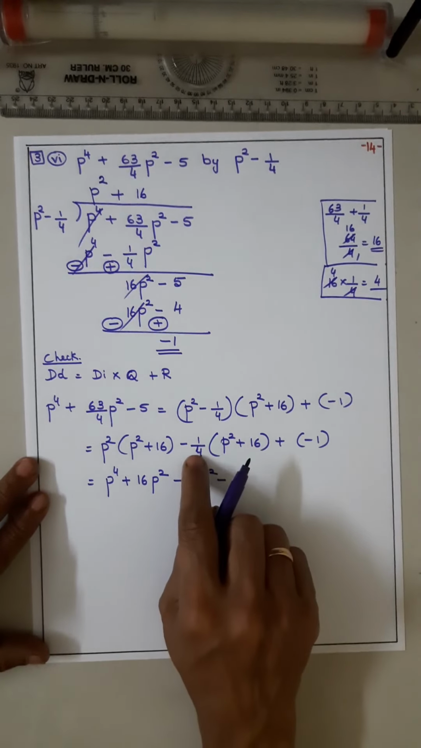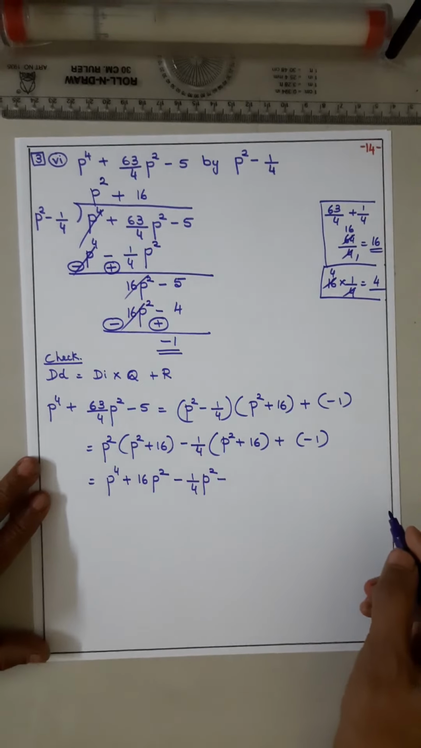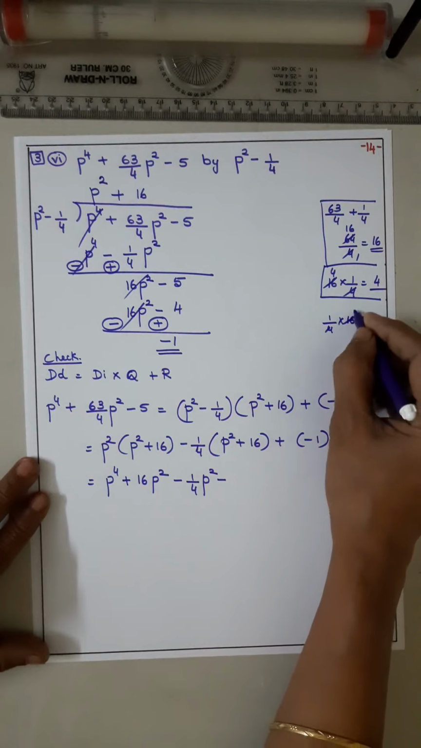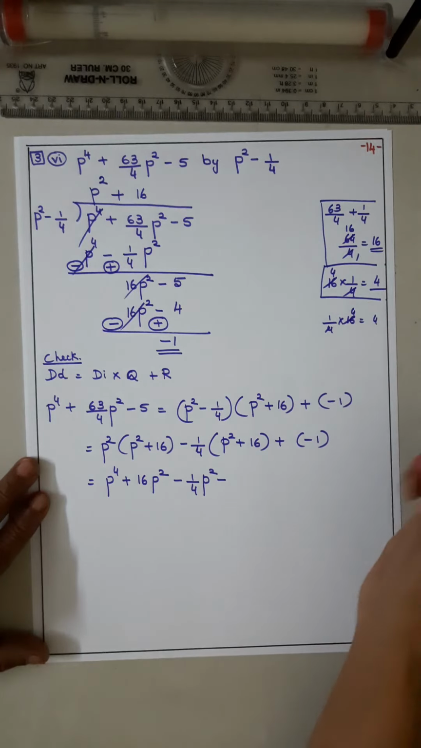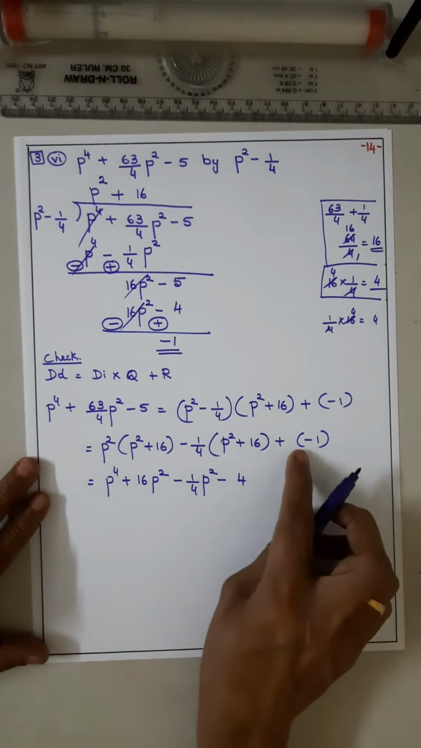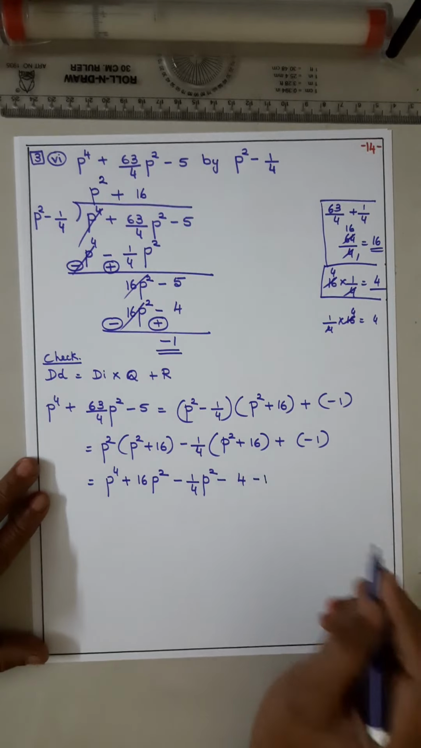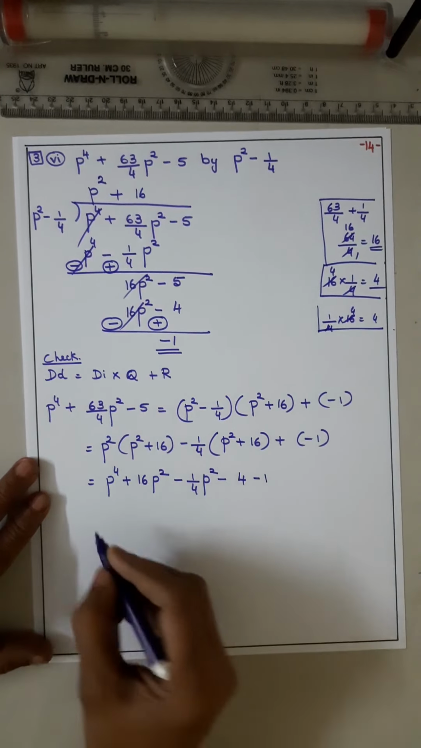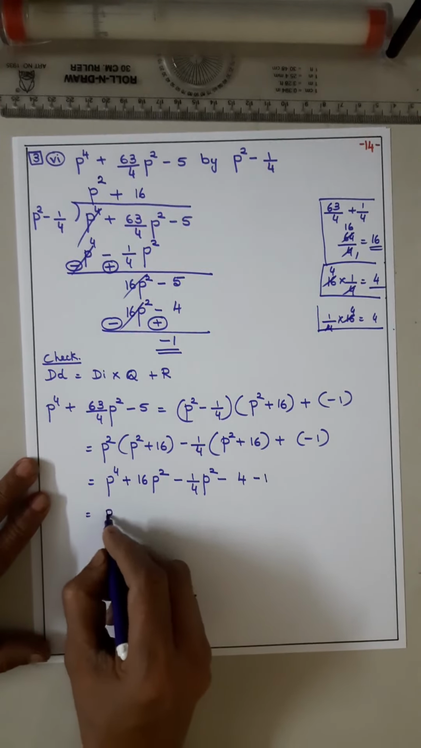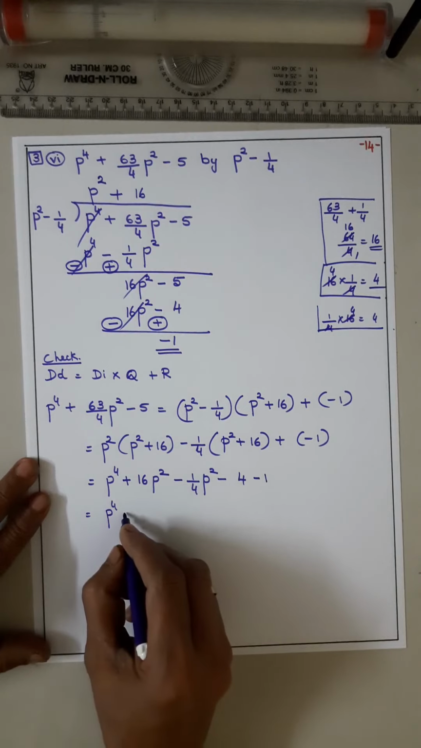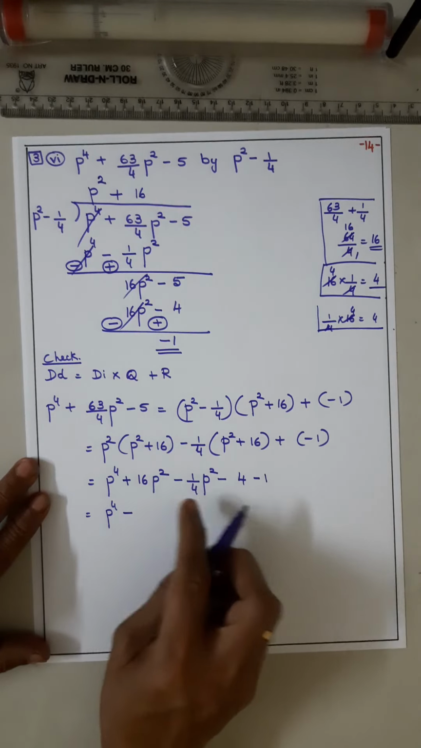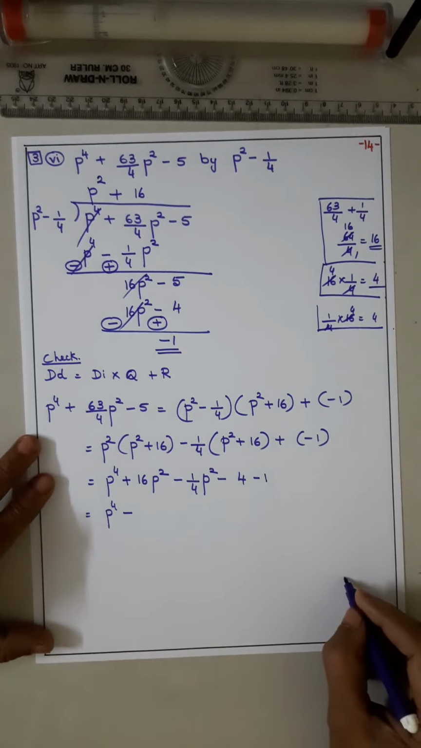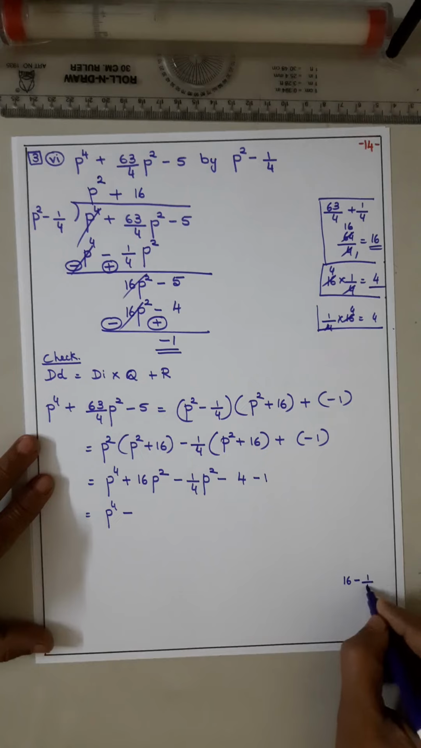This one will be plus and minus 16 by 1 by 4 into 16, isn't it? 1 by 4 into 16, 4 1s are 4, 4 4s are. This is 4. Now here minus 1. This one. Now this p to the power 4. Here 16 and minus 1 by 4. See, 16 minus 1 by 4.